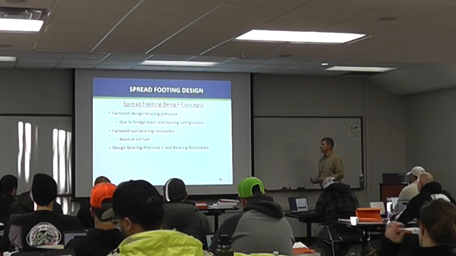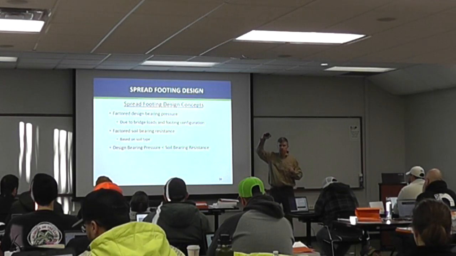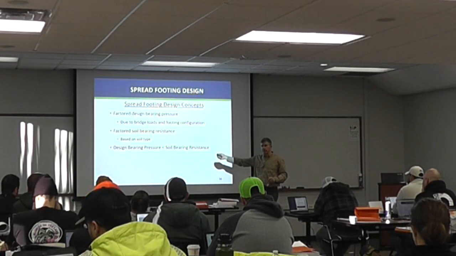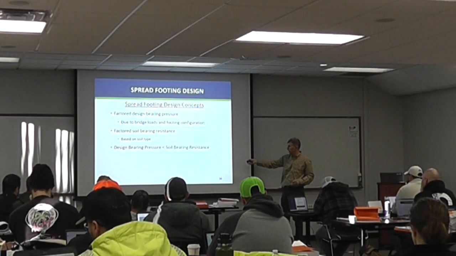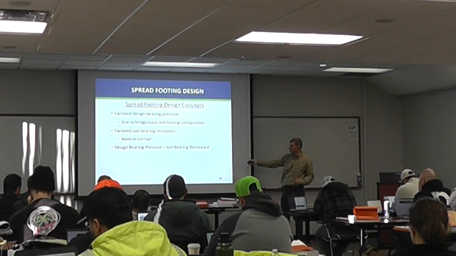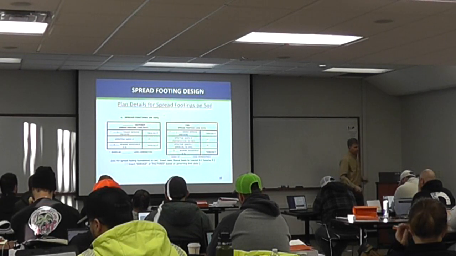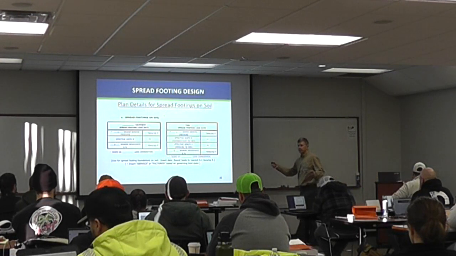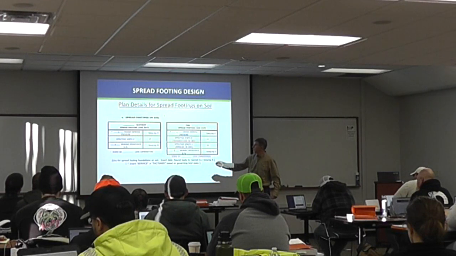A factored soil bearing resistance is based on soil type. Like anything, structural design is loads and the capacity to withstand those loads. So it's no different in a spread footing. The design bearing pressure has to be less than the soil bearing resistance. So the loads have to be less than what things can withstand. So here, if we had a spread footing in our plans, and really we should probably put this in just so you have it in the plans, this is what it would look like.